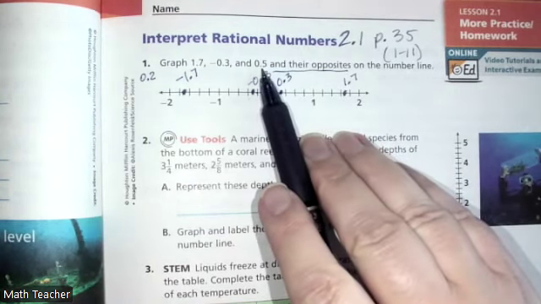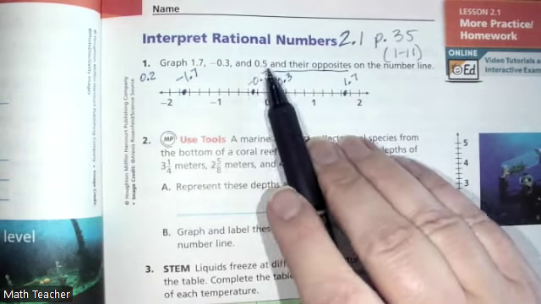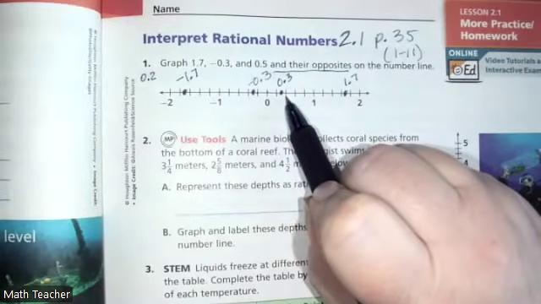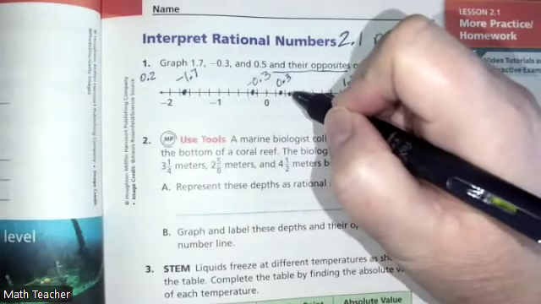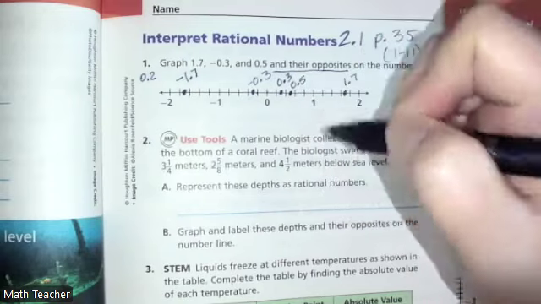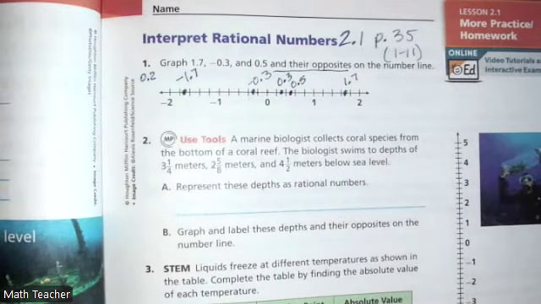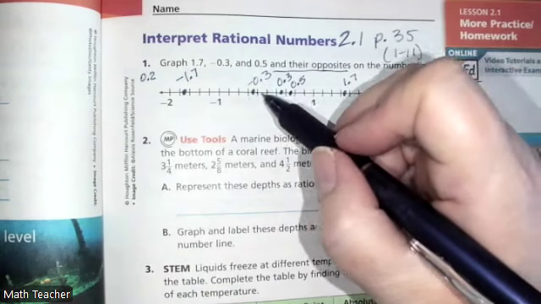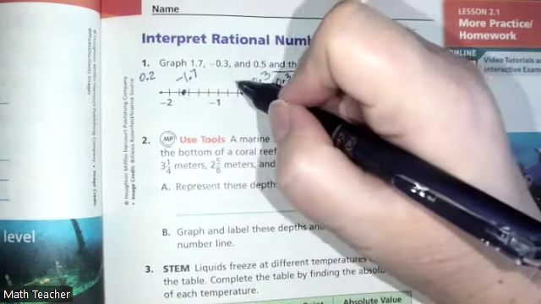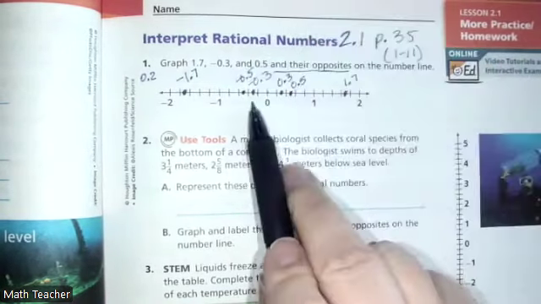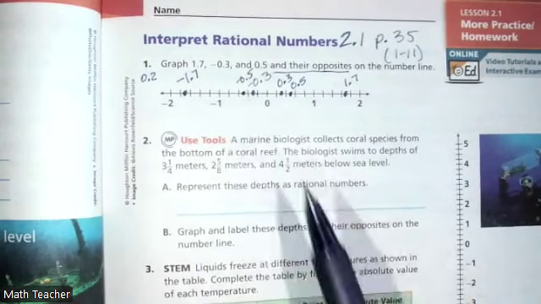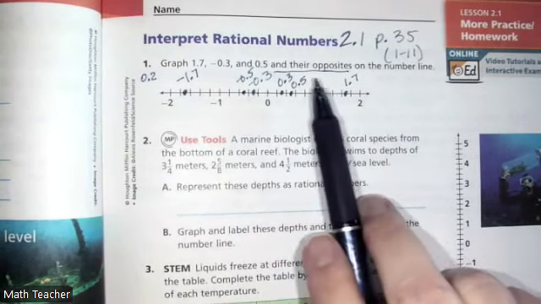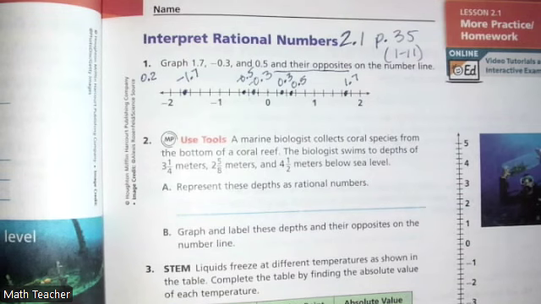And the next number is half. So we have 0 and 5/10. So this is 0.2, 0.4, 0.6. So 0.5 would be halfway between 0.4 and 0.6. -0.5 would be halfway between -0.4 and -0.6. So we graphed each of those three numbers and their opposites on the number line.